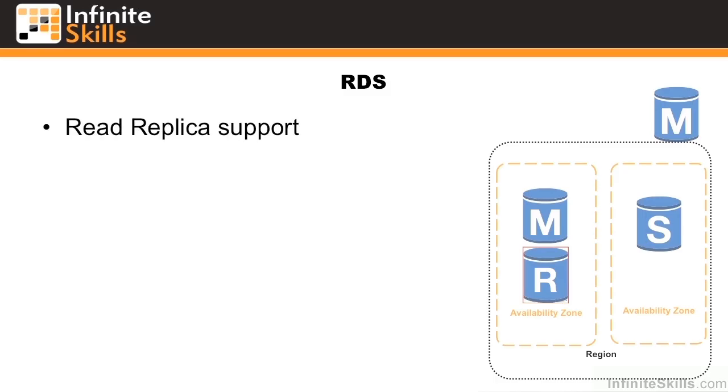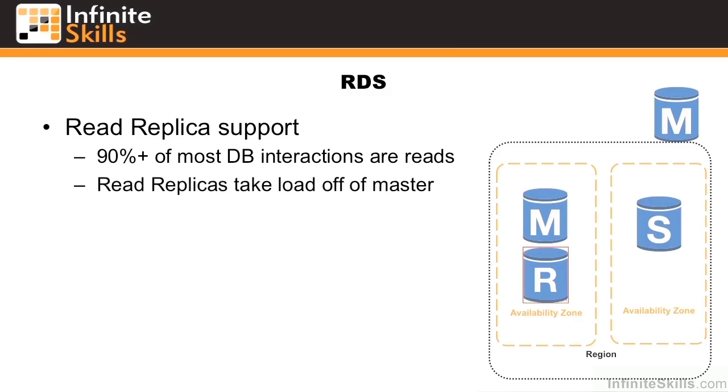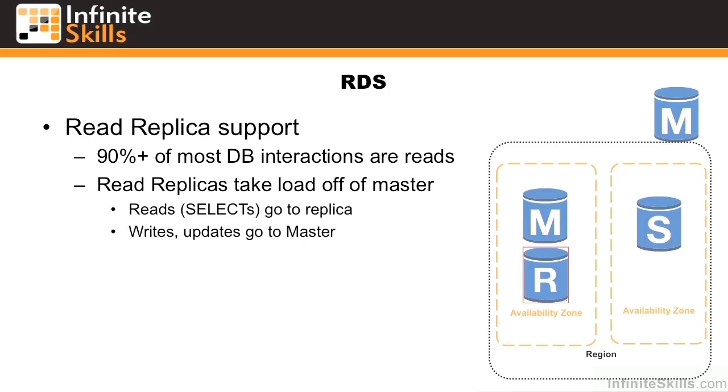RDS also provides read replica support. Read replicas allow you to direct most of your database interactions to the replicas themselves. On a typical web application, 90+% of most of the interactions with the database are reads, so this is a very good scaling mechanism. Read replicas take the load off the master by sending the selects to the replica. This is something you have to hook up specifically inside of your application. The writes and updates then go to the master. This is only provided for MySQL at extra cost.